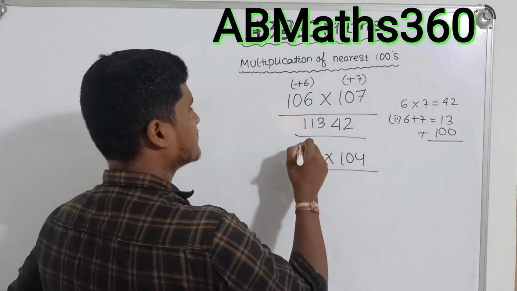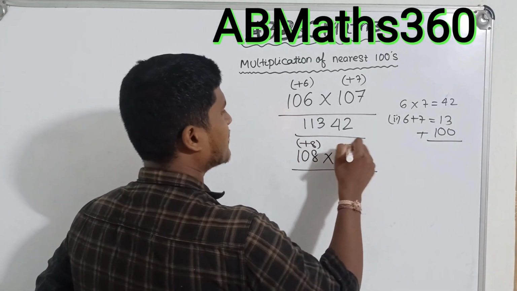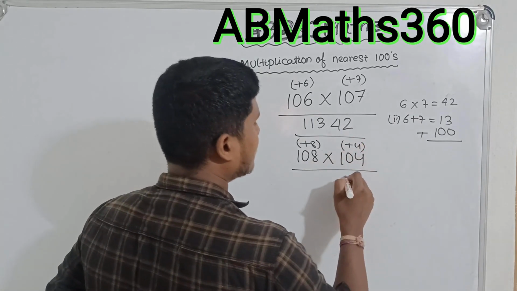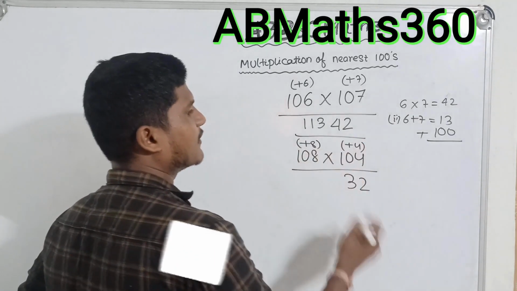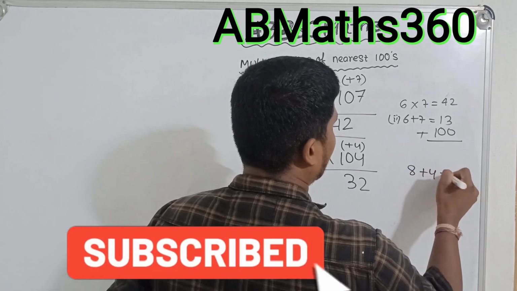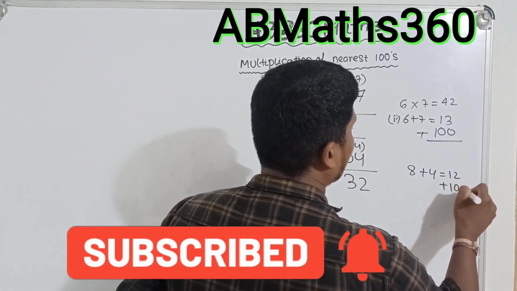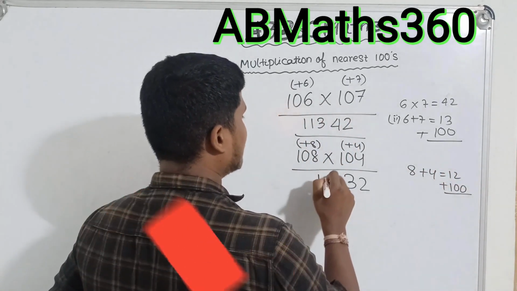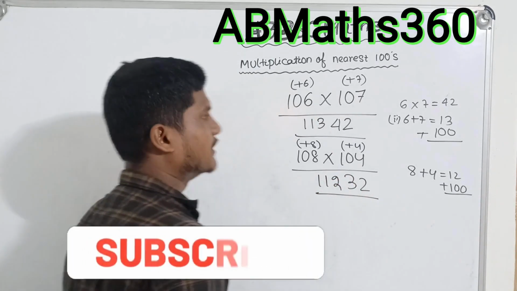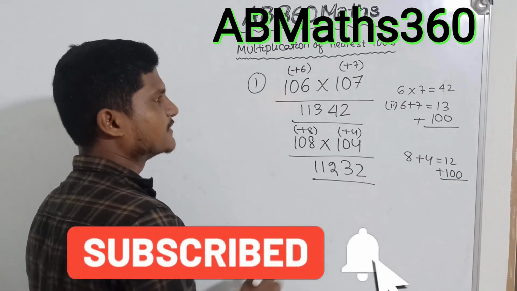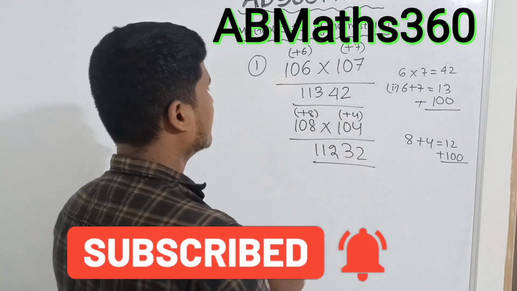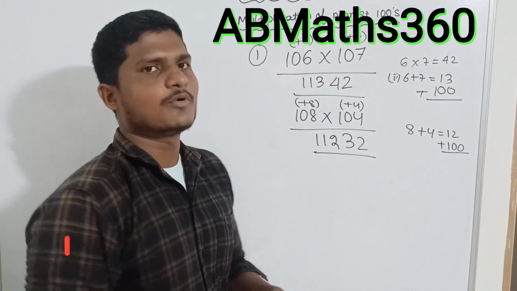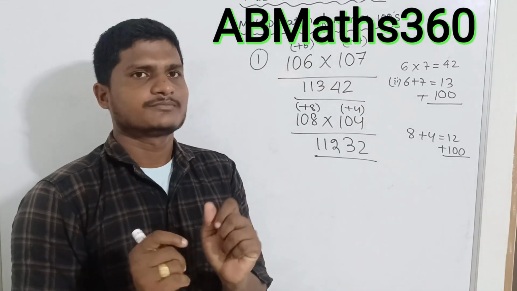Here also this number is 8 units more, this number is 4 units more. 8 4s are 32, and 8 plus 4 is 12. Just add 100 to it and the result is 112. So the answer is 11232. This is type 1, where these two numbers are more than 100. In the second situation, we are going to discuss it.